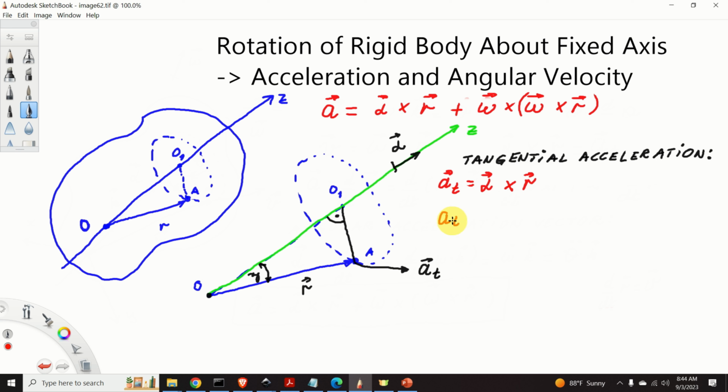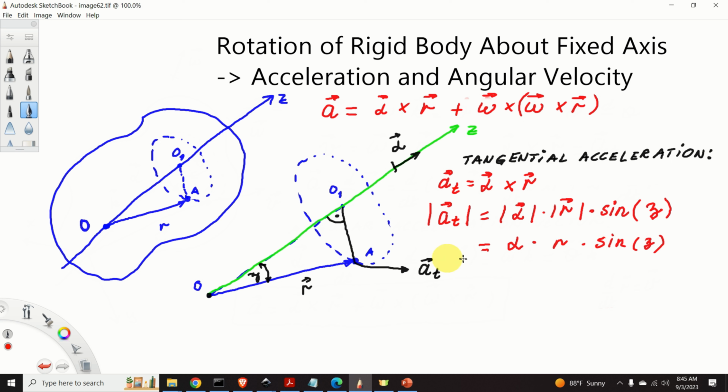How about the intensity of the tangential acceleration? Let's analyze the intensity and derive the expression. The intensity of the vector is usually denoted like this, that is, as the absolute value. From the definition of the vector cross product, the intensity of AT is equal to the intensity of alpha times the intensity of r times the sine of the angle between alpha and r. So what is this angle? Well, here it is. It's actually the angle beta, because here is alpha and here is r, and beta is the angle between alpha and r. Let us simply denote the intensities as follows: alpha times r times sine beta.